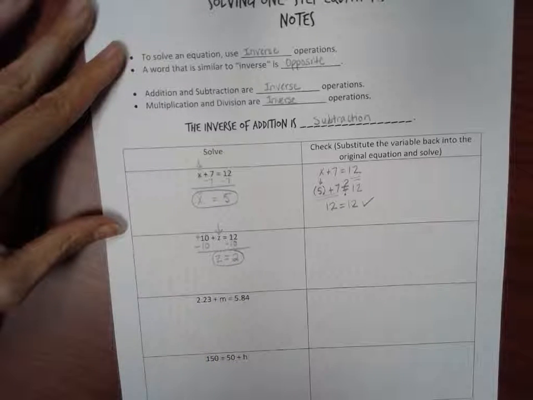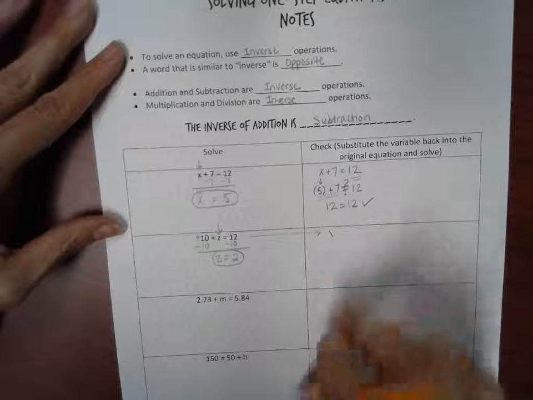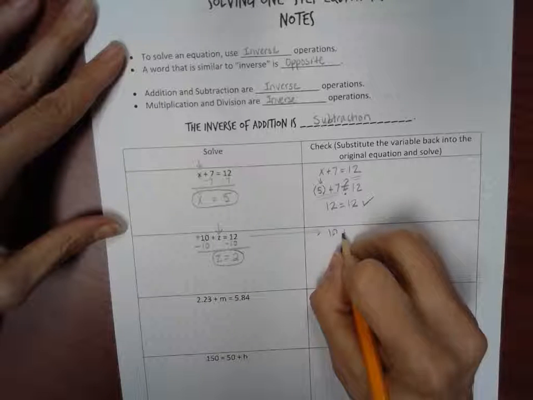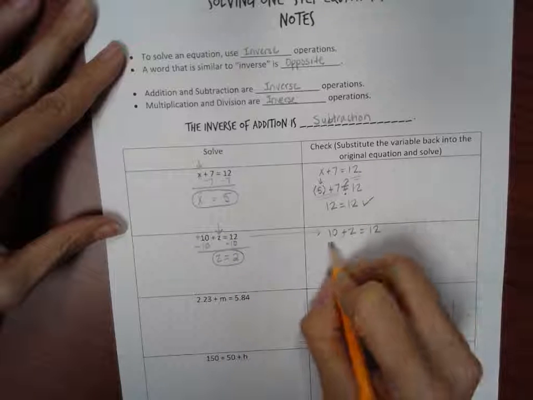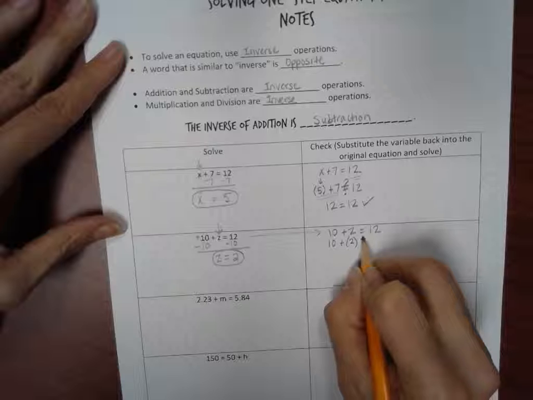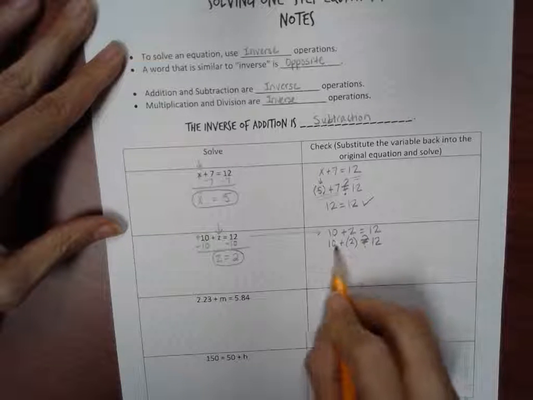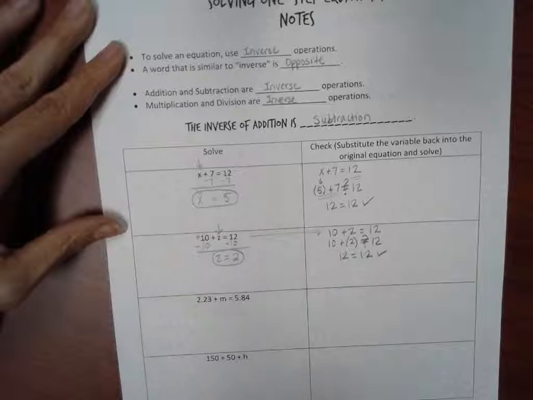So that's my answer. Let's go ahead and check it. So I'm going to write down my equation. Oops, this is a 10. Plus z equals 12. I'm going to plug in my 2. So I've got plus 2. Does that side equal 12? Well, yeah, we can totally see that it does. So it checks out.